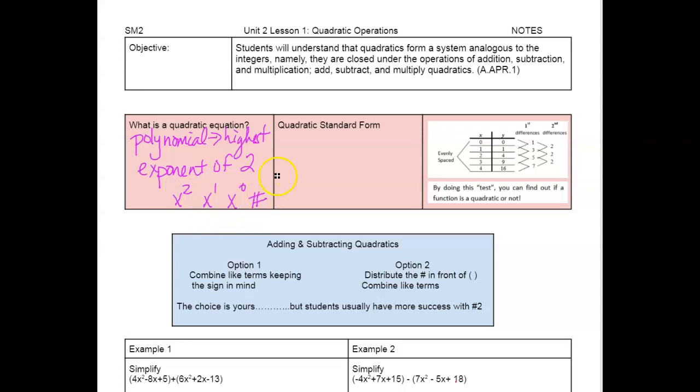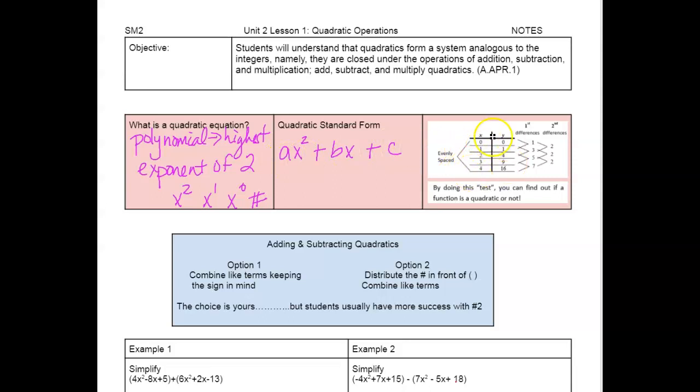Okay? So quadratic standard form, we could have numbers in front. We always put them in high to lowest power. So ax squared plus bx to the first, and then a constant number at the end if we had all three terms. Okay? And you can have some of those or not all of them.